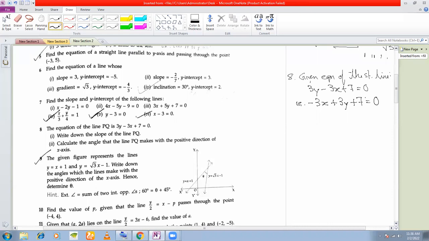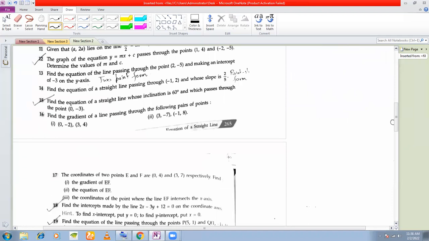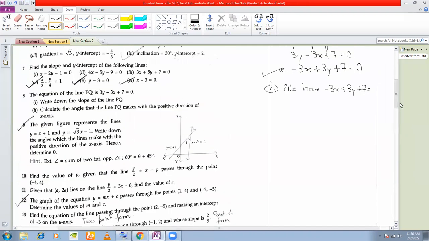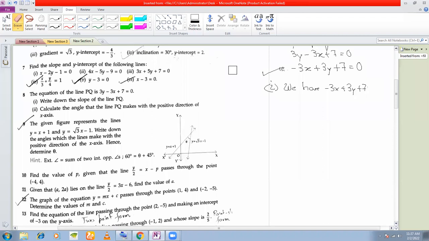Now remember, this is a very important technique. If an equation is given to you in this form, and you want to find out the slope of a line, always try to write the equation in the form y is equal to mx plus c. So we have minus 3x plus 3y plus 7 is equal to 0. Okay, and we try to find y in terms of x.